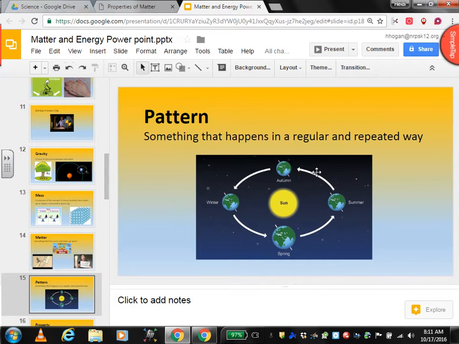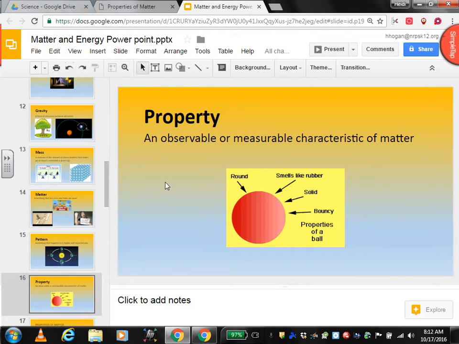A pattern is something that happens in a regular and repeated way. We talked about this. Accident, incident, pattern. If something happens once, it could be an accident. If something happens twice, it can be an incident. Like you kind of wonder. And the third time it happens, it's a pattern because it's something that happens in a regular and repeated way. And I think last year you learned about, in third grade, the phases of the moon. And that's the pattern.